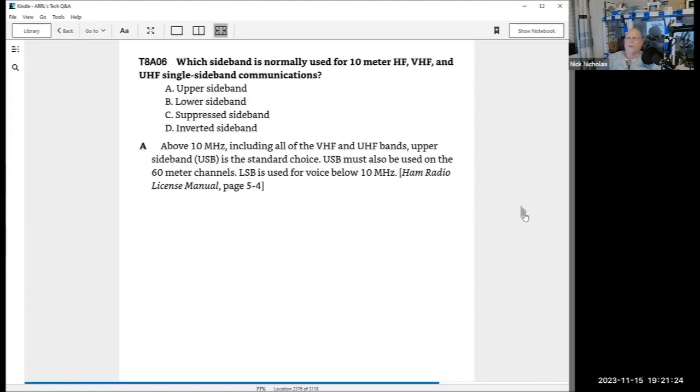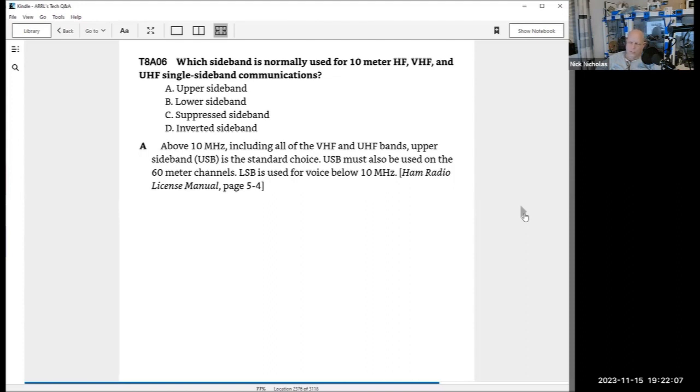Which sideband is normally used for 10-meter FM, a VHF, and UHF sideband? As a rule, amateur radio operators decided years ago it became the international standard. Now it's the de facto law. It's just common law for all of us on ham radio. We decided that 40 megahertz is the cutoff. All CW transmissions and all sideband transmissions are to be transmitted on lower sideband, 40 megahertz and below.